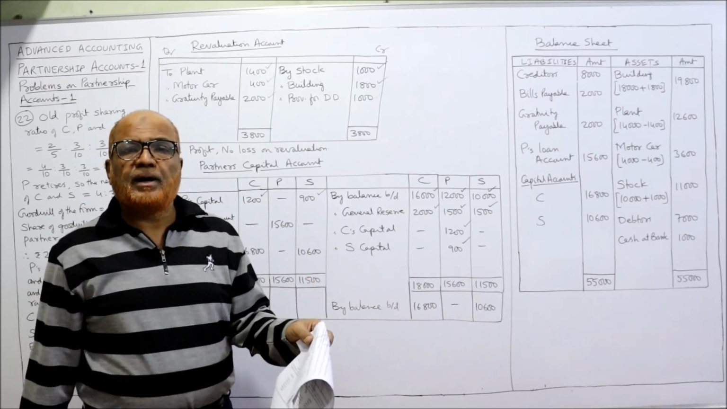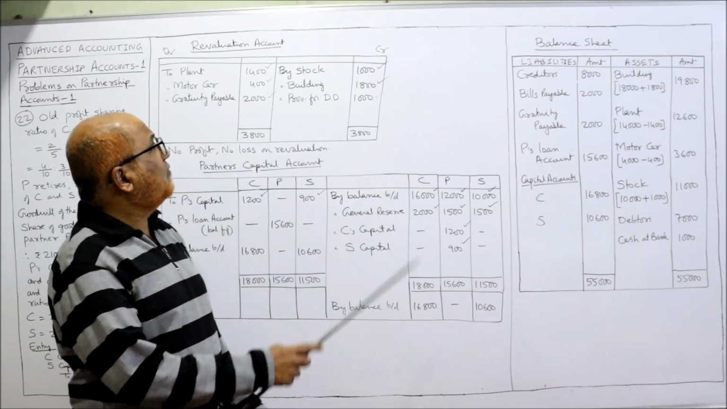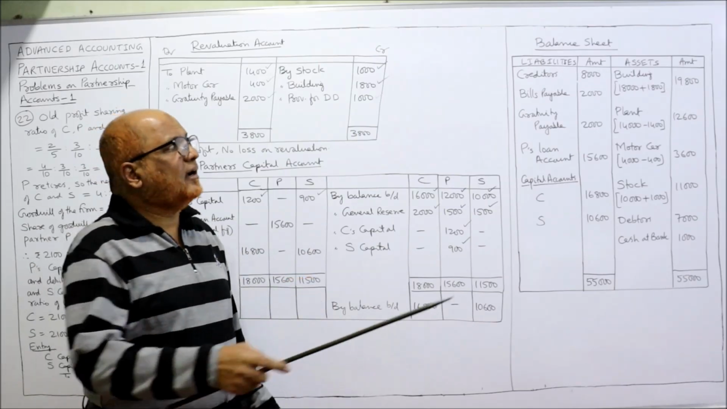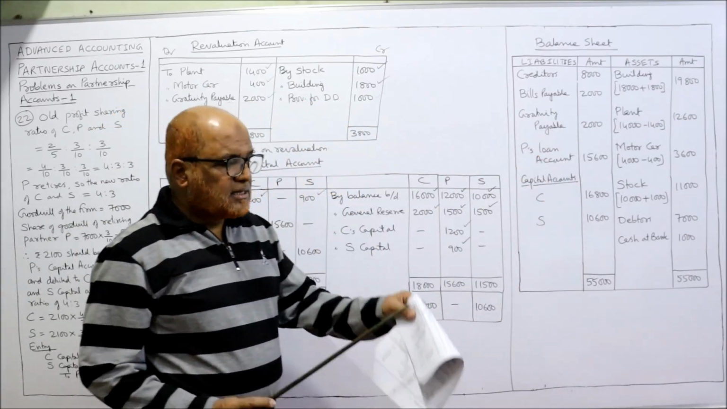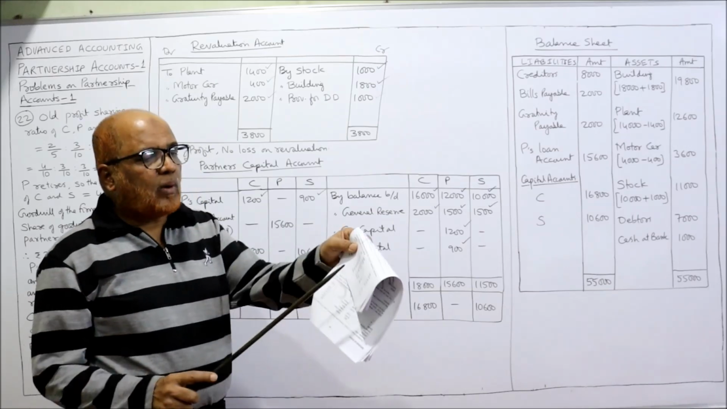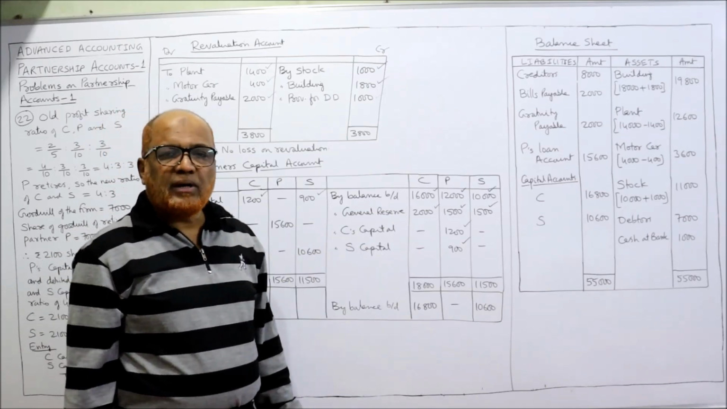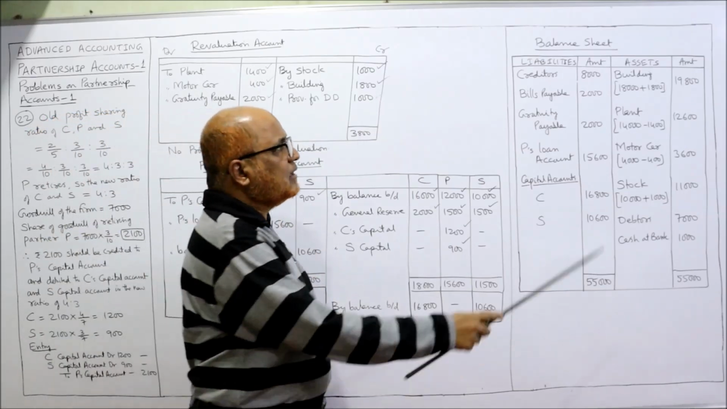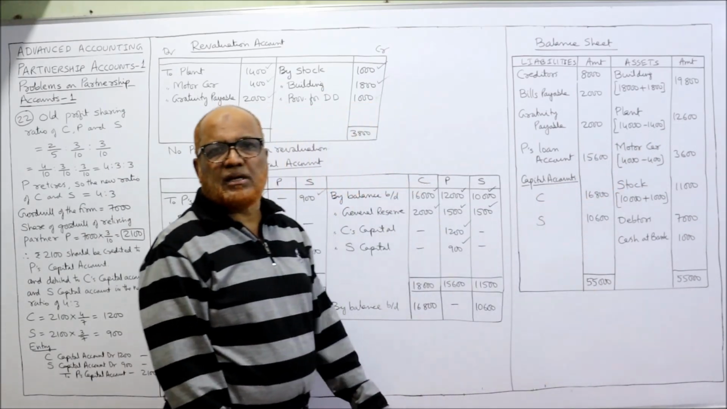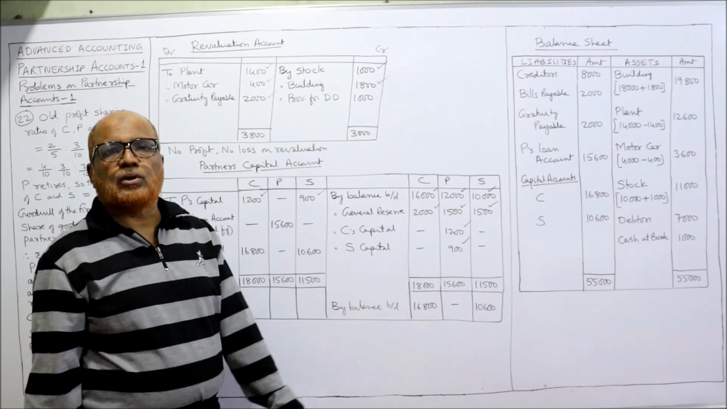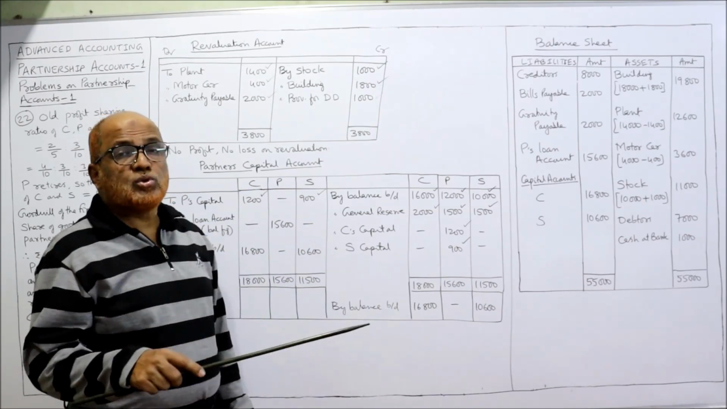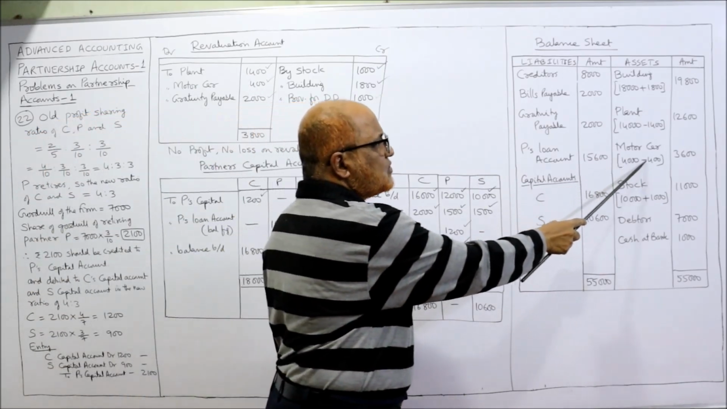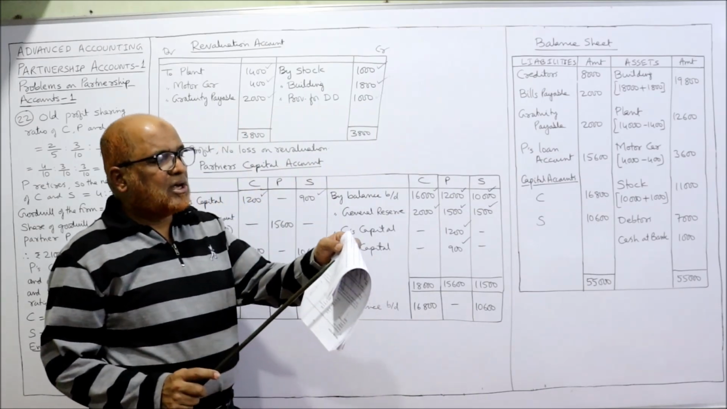Building. Old value of building was 18,000. But building was appreciated by 1,800. So 18,000 plus 1,800, 19,800. Secondly, plant. Plant book value in the balance sheet was 14,000. But we have depreciated plant by 1,400. So deduct 14,000 minus 1,400, 12,600. Next is motor car 4,000. But we have depreciated motor car by 400. So 4,000 minus 400, 3,600.